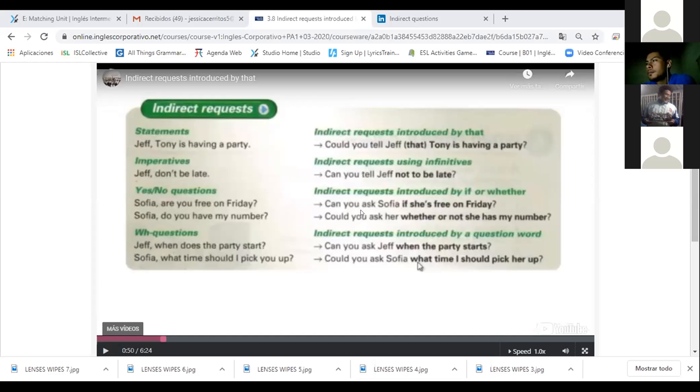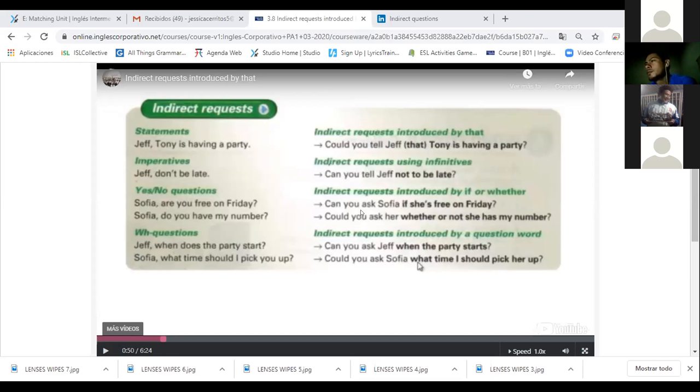Ok, those are two imperatives. Y Ramos, you're going to think about two other imperatives. Lo que vamos a hacer es trasladar esos imperatives a indirect requests. And you have to use infinitives. Lo mismo que está diciendo in an imperative way, you have to say the same thing using indirect requests using infinitives. You understand what you're going to do?